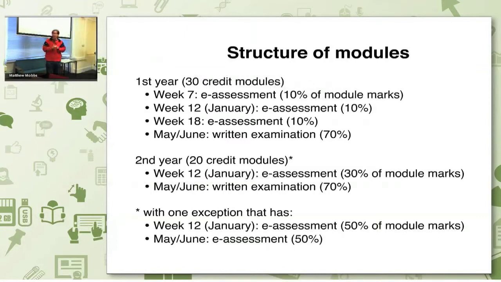In the second year, we do it slightly differently. We decided that we didn't need quite so many assessment points for the second years because they're mostly old hands by this stage, even our direct entrance. So we consolidated that 30% of the electronic assessment all into one single test in the January exam period. And then again, in the written exam, they have a written exam in May and June.